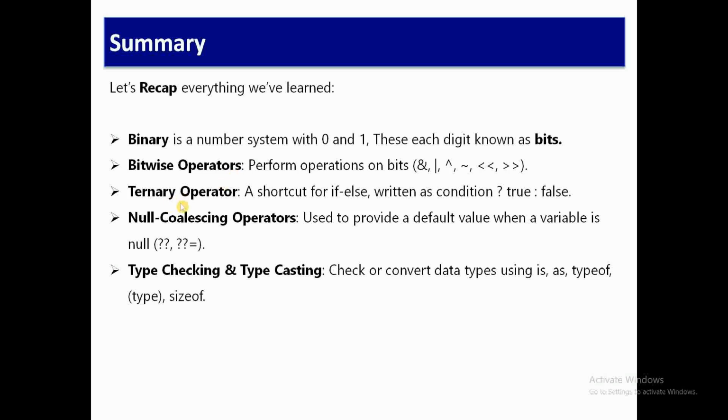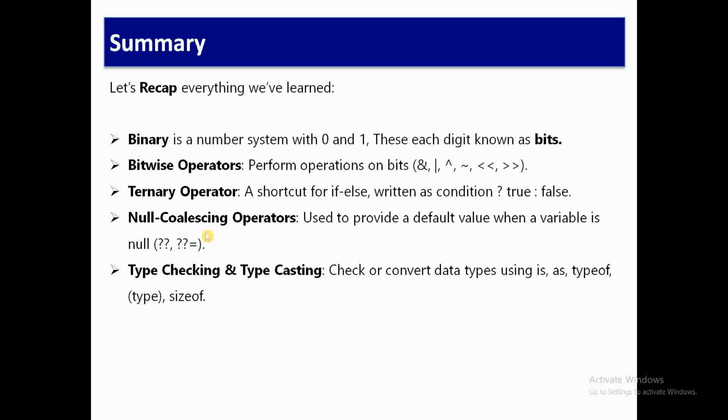Next one we have the ternary operator, which is a shortcut for an if-else condition. We can write the logic in one line, using a question mark and a colon. If we want to get a value with a specific condition, we apply the condition with this ternary operator.